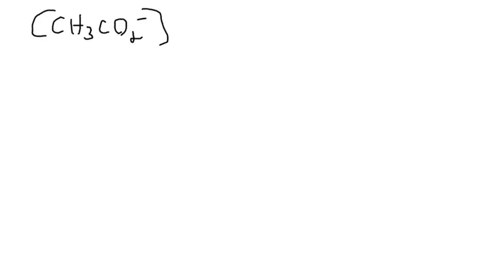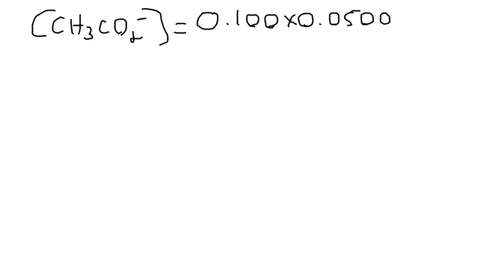So assuming all the acetic acid is transferred to acetate, we can say that it's the same number of moles of acetic acid divided by the total volume. Another way to do it is to calculate the moles of base that have been added, divide that by the total volume, and you get the same answer. So if we do it in terms of the acetic acid, we start off with a 0.1 molar solution at 50 milliliters, or 0.05 liters.